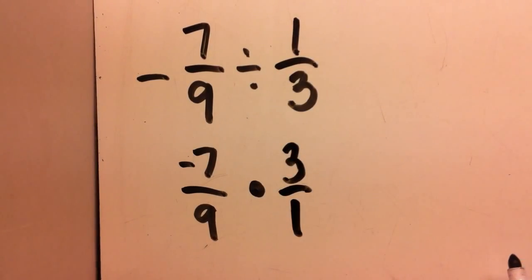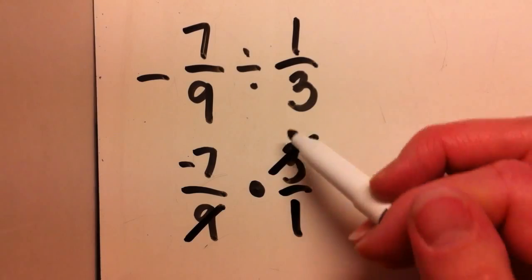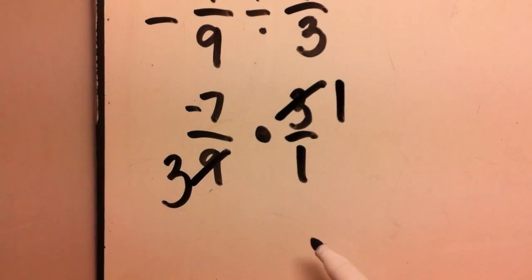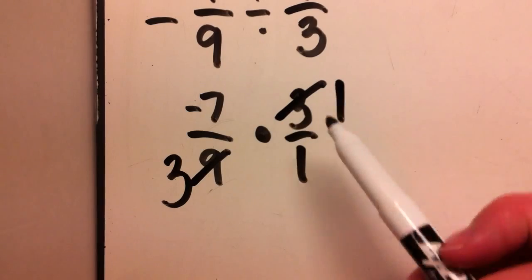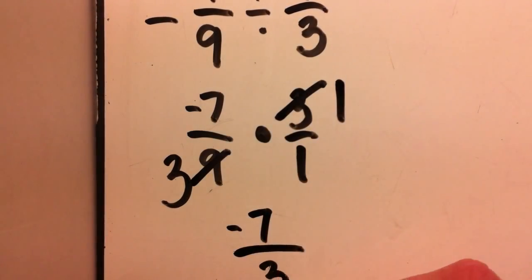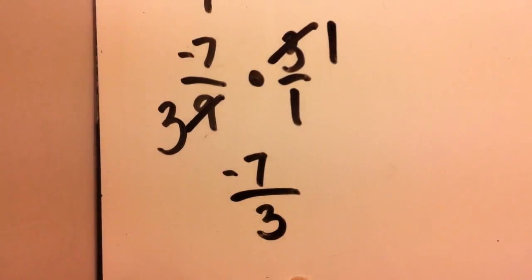I have some cross-canceling I can do here because I know 9 and 3 can both be divided by 3. So I'm going to do that. 3 divided by 3 is 1. 9 divided by 3 is 3. Now I can multiply. -7 times 1 is -7. 3 times 1 is 3. And this way I haven't lost my negative.